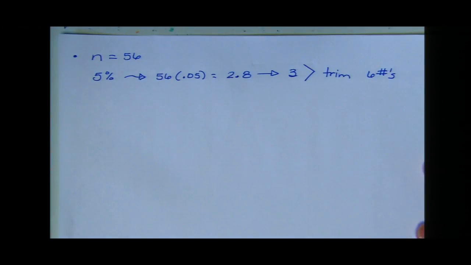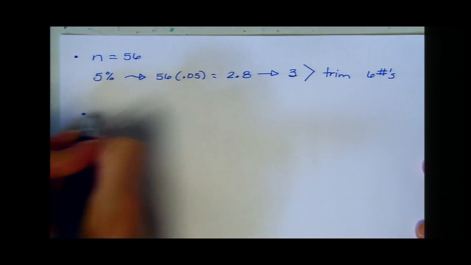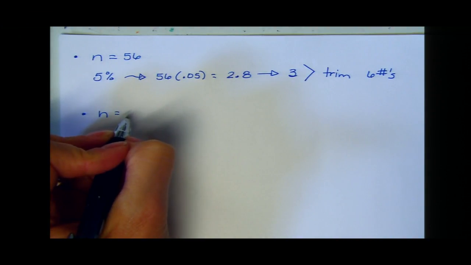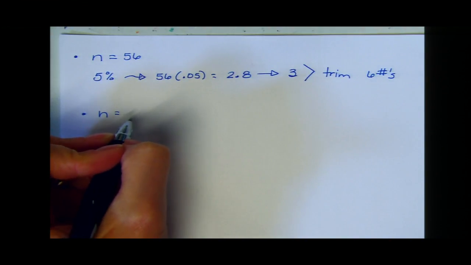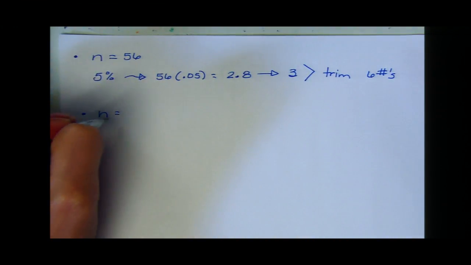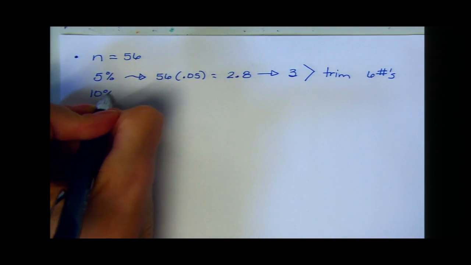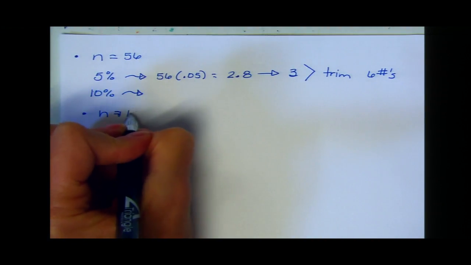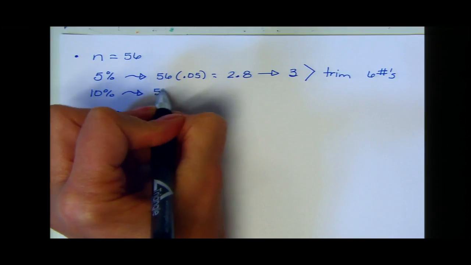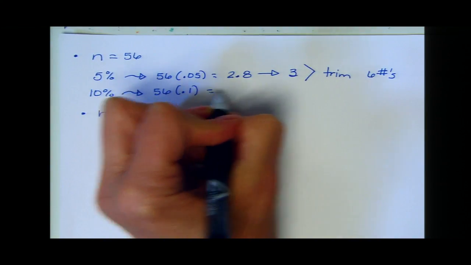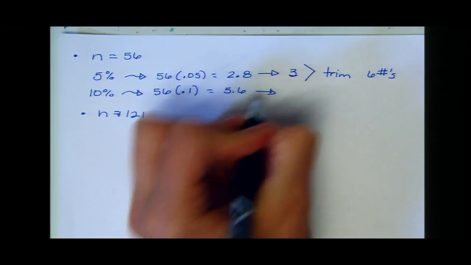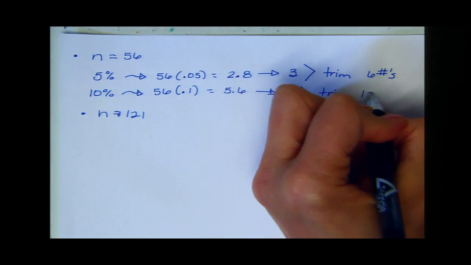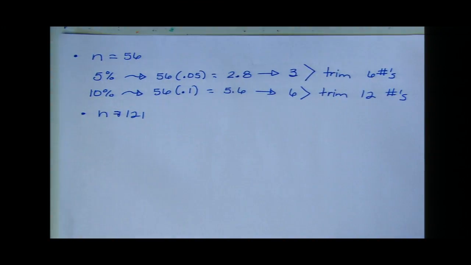Now, before I do the next example, let's do the 10% here, because down here I'm going to do n equals 121. So I do the 56 times 0.1, which is 5.6. So normal rounding rules would tell me to round that to 6. So I would trim 12 numbers.